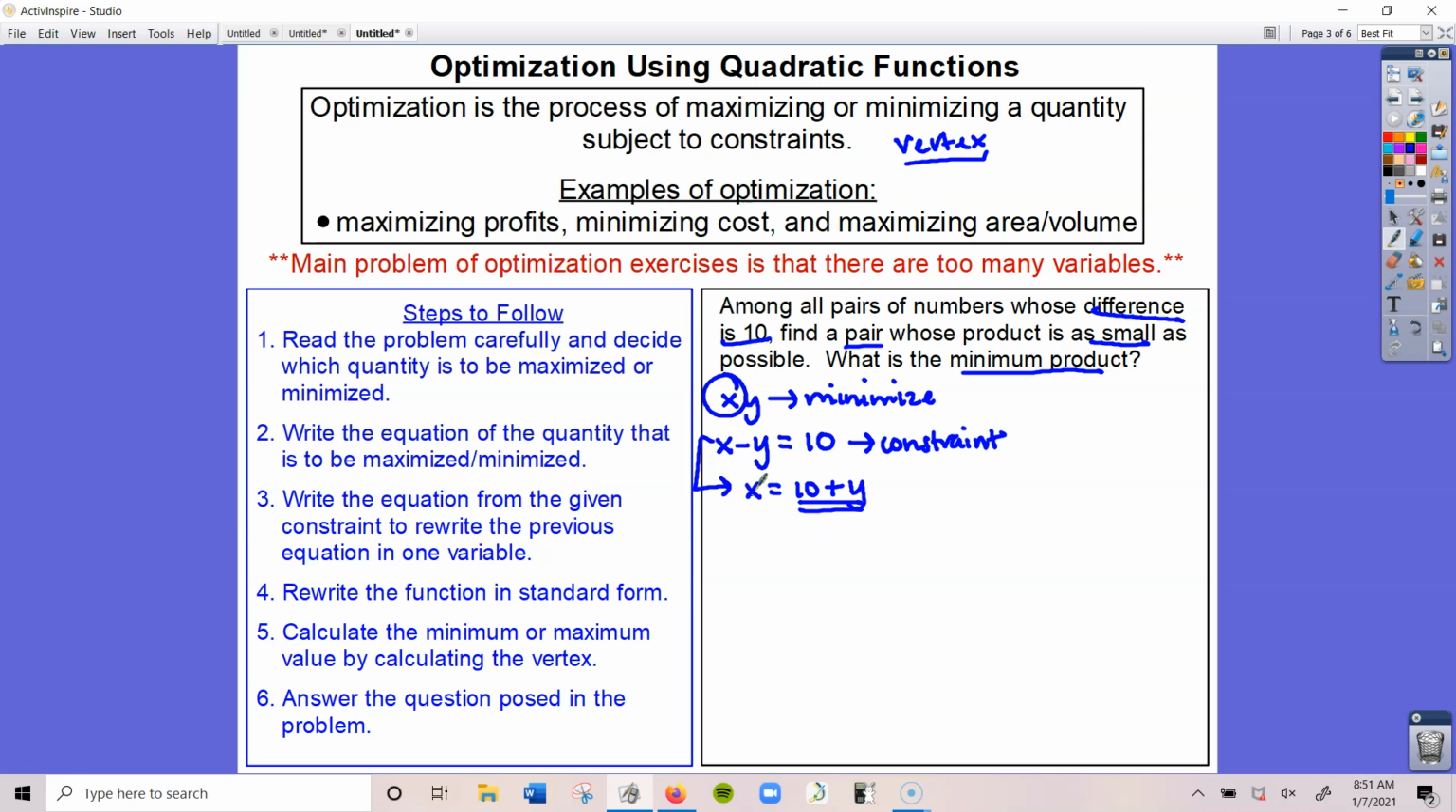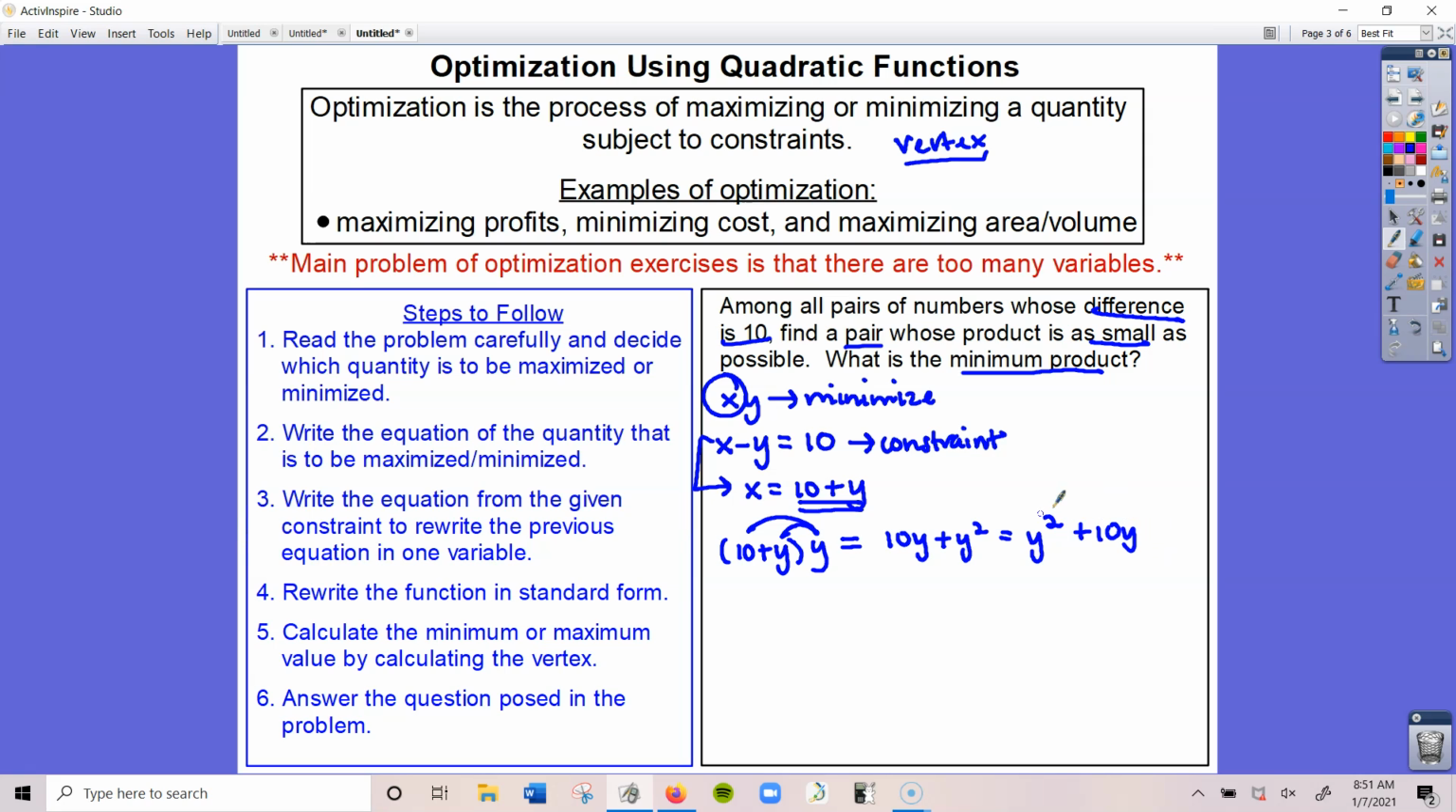So basically, I'm substituting what x is equal to into the equation I'm minimizing. So (10 plus y) times y. This is what I'm trying to minimize, my product. Now, when I multiply this together, I would get 10y plus y squared. And if you write it in standard form, that's basically y squared plus 10y.